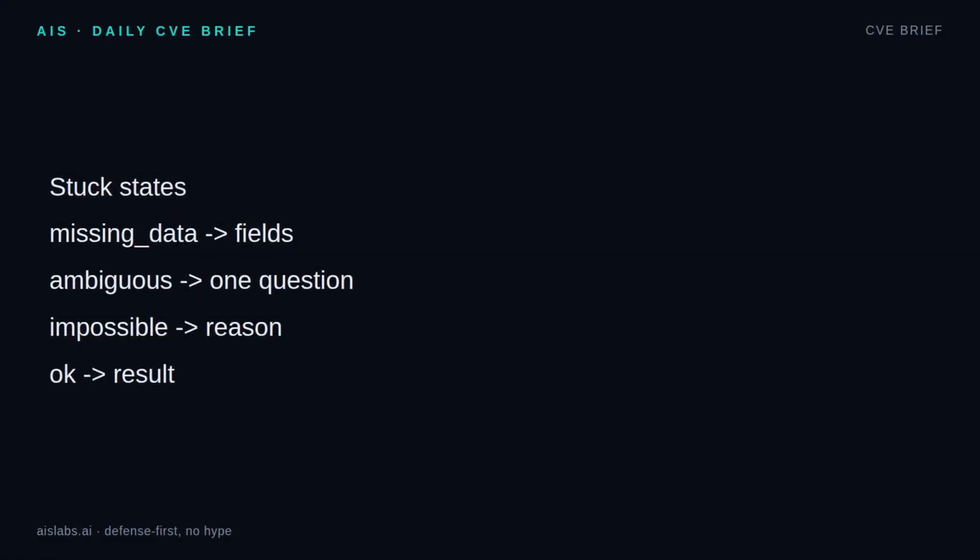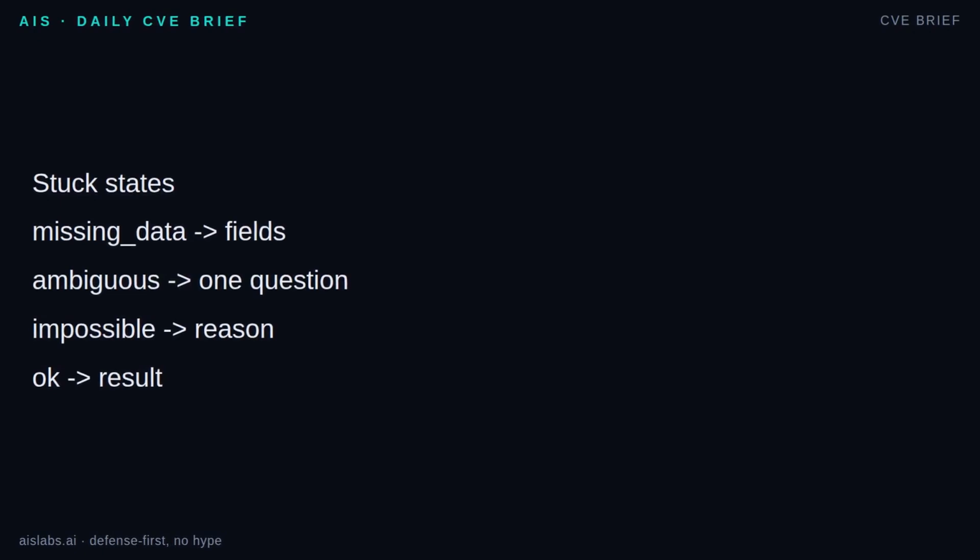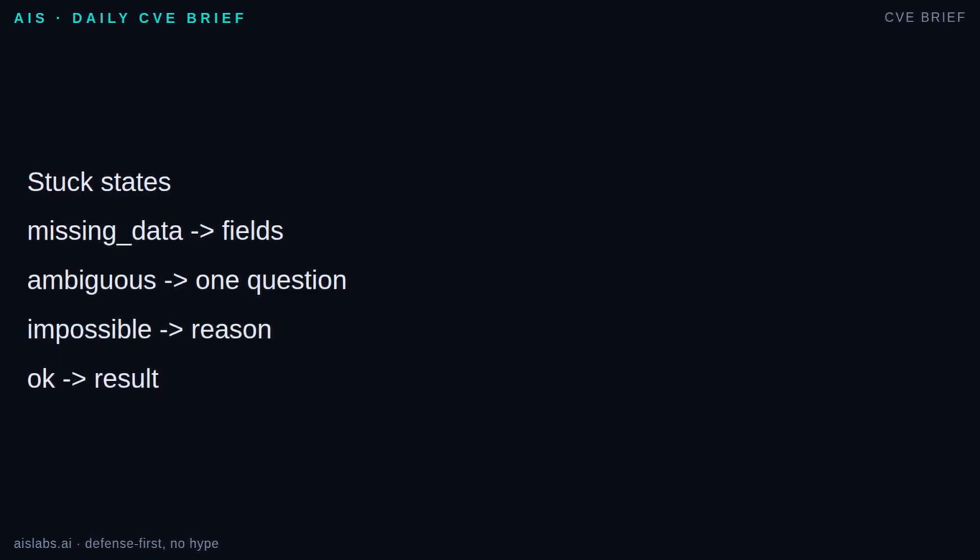The core idea is simple. Give the model a failure vocabulary before you ask for the work. I like 4 statuses: OK, missing data, ambiguous, and impossible. Missing data means the model knows what is required and it is not present. Ambiguous means more than one reasonable interpretation exists. Impossible means the request cannot be completed under the available context, tools, permissions, or constraints.